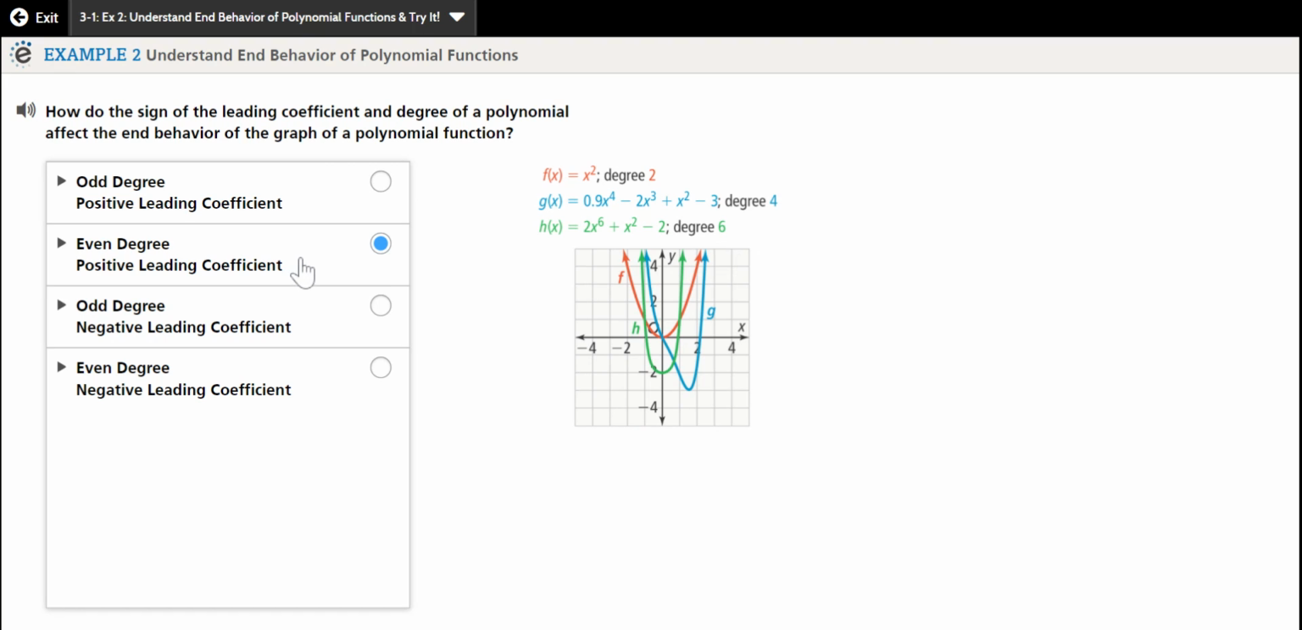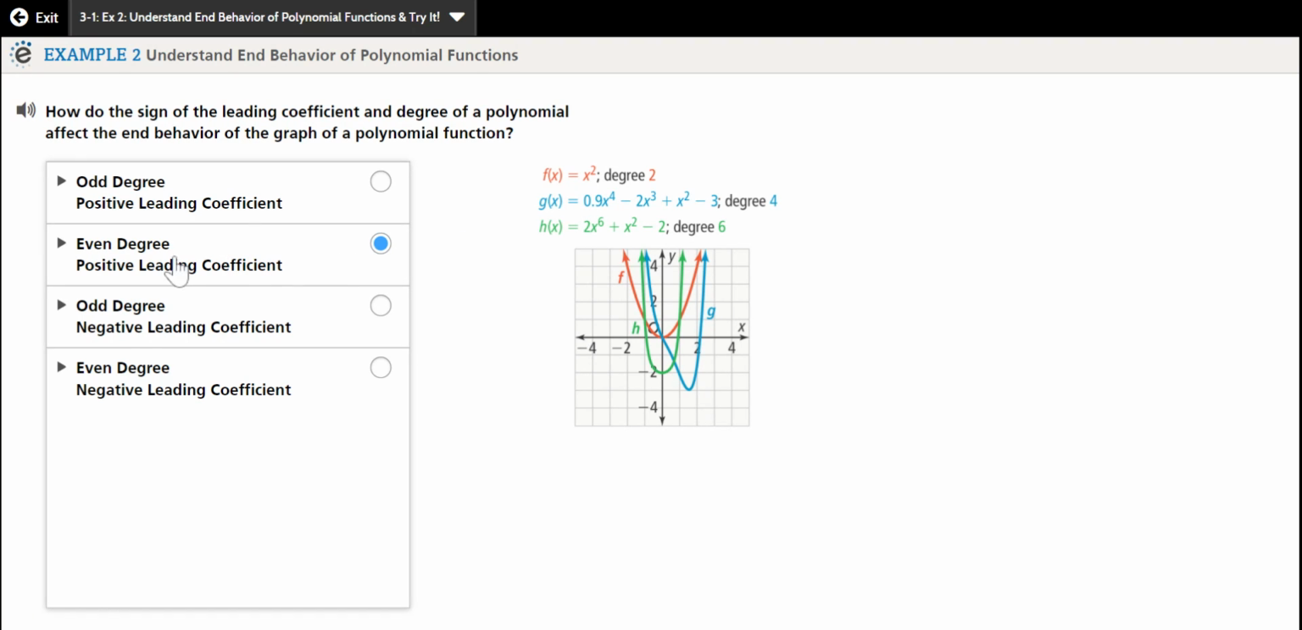All right, case number 2 is when we have an even degree positive leading coefficient. So you'll notice for each of these functions, the degree is even. So this function has a degree of 2, this function has a degree of 4, this function h of x has a degree of 6. And then you'll also notice that each of the leading coefficients is positive.